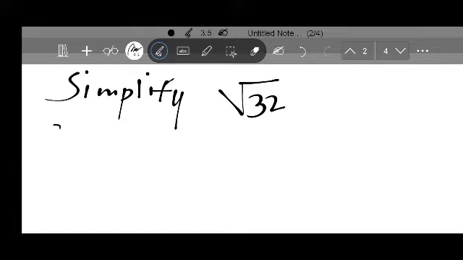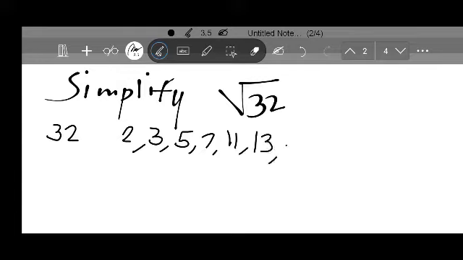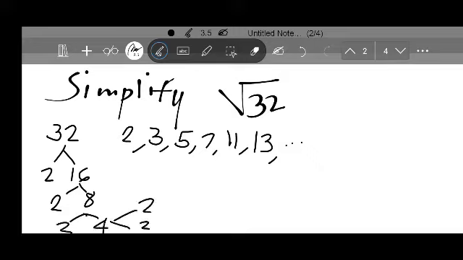The same thing we did with the first example, we write the prime factorization of 32 by dividing 32 each time by each of the prime numbers 2, 3, 5, 7, 11, 13, and so on and so forth. Let's try to divide 32 by 2. Obviously, we can divide 32 by 2, so this becomes 16. Next, divide 16 by 2, you have 2 and 8. And then 8 divided by 2, you have 2 and 4. And lastly, you have 2 and 2.